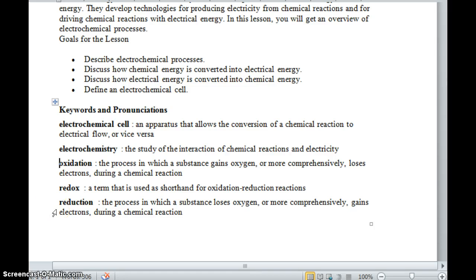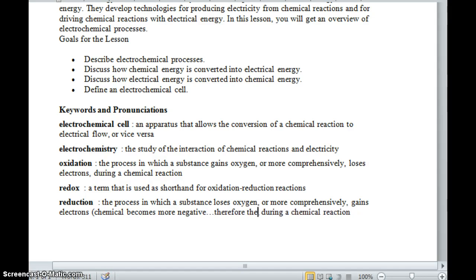And reduction is the process in which a substance loses oxygen. So in case you haven't noticed, oxidation and reduction are opposite. Oxidation means the substance gains oxygen. Reduction means the substance loses oxygen, or more comprehensively, gains electrons during a chemical reaction. Now, if you gain electrons, are you going to be more positive or more negative? You're going to be more negative, right? So the chemical becomes more negative because electrons have a negative charge.